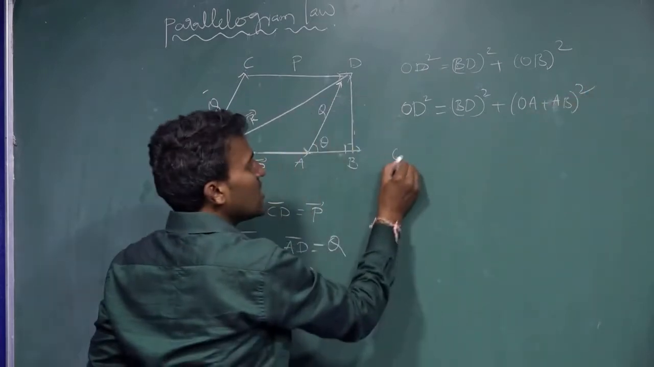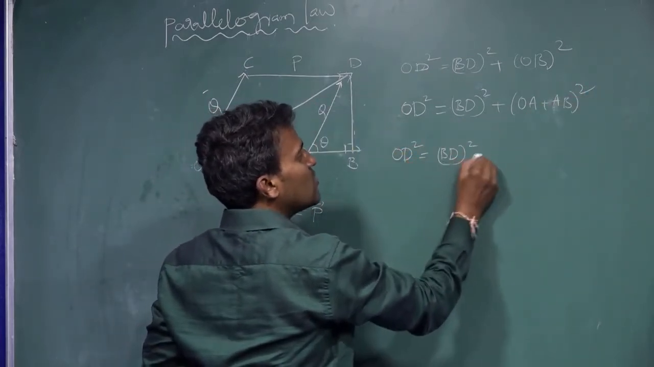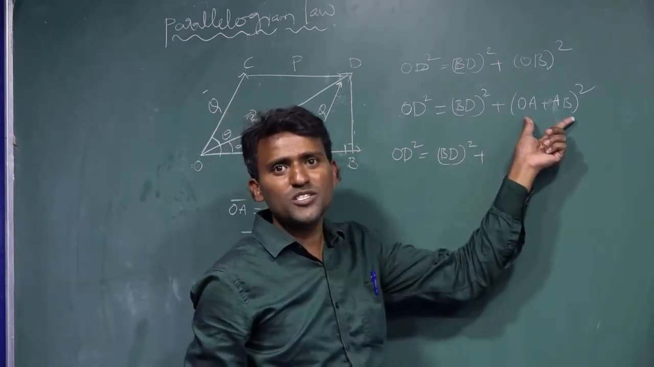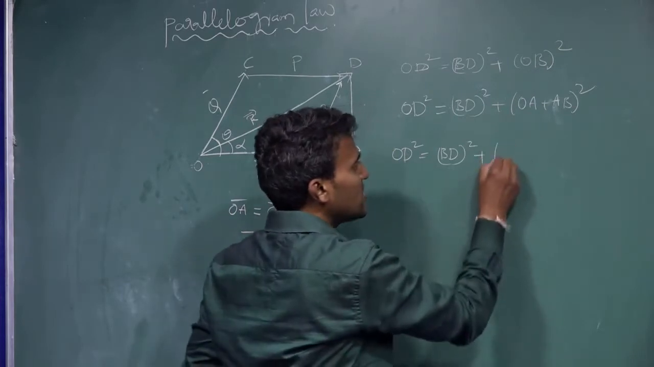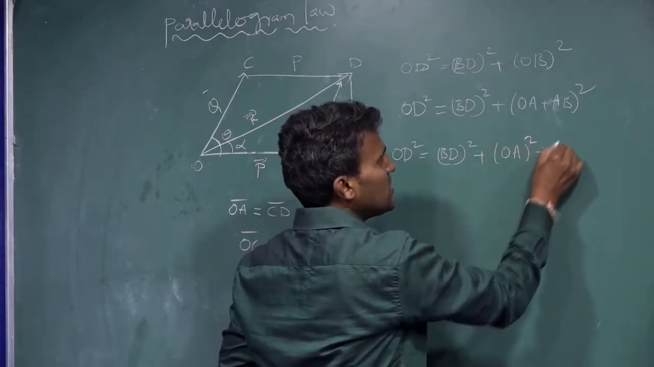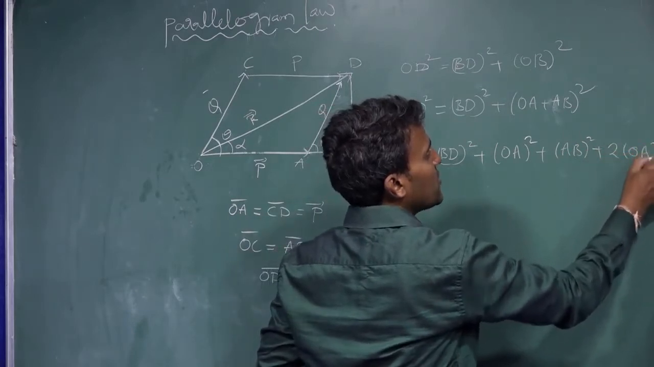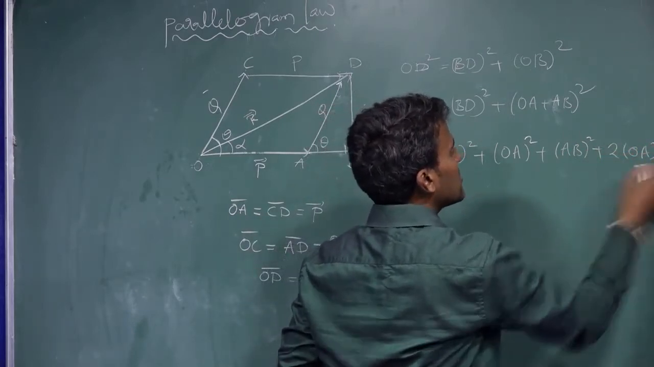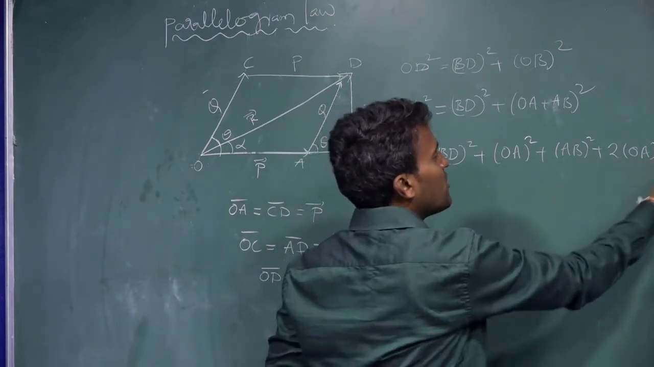So OD square is equal to BD square plus (OA plus AB) whole square. Applying the formula (a plus b) whole square, what is (a plus b) whole square? It is a square plus b square plus 2ab. Here this is a, this is b, so we write 2ab.